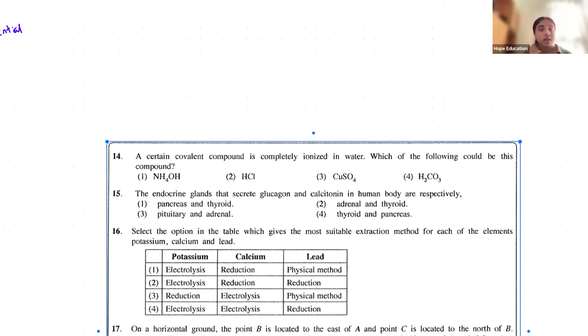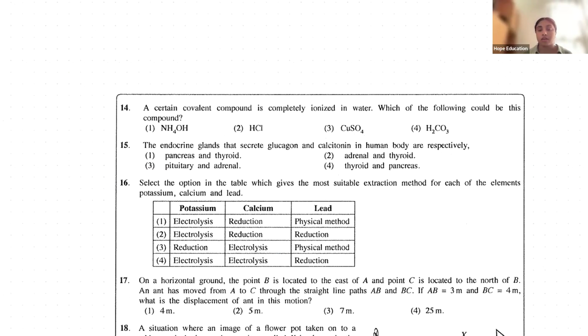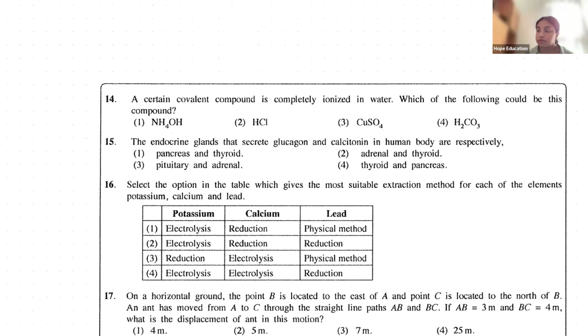14th question. A certain covalent compound is completely ionized in water. Which of the following could be this compound? What is the answer you put? Others? Okay. First of all, we know ammonium hydroxide is a weak base. If it was a strong base, it would be completely ionized in water. But ammonium hydroxide is a weak base, so it is only partially broken down to ions. එතකොට එයා වෙන්න බෑ.